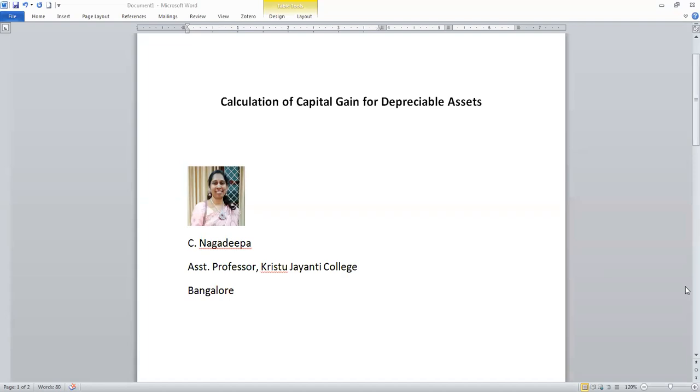Hi students, today we are going to calculate the capital gain for depreciable asset.